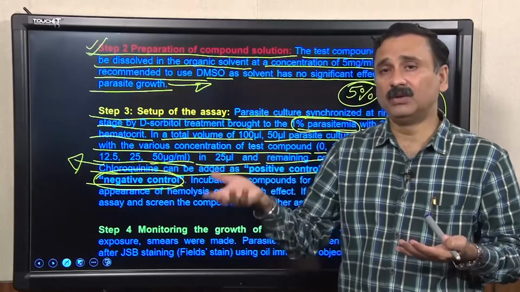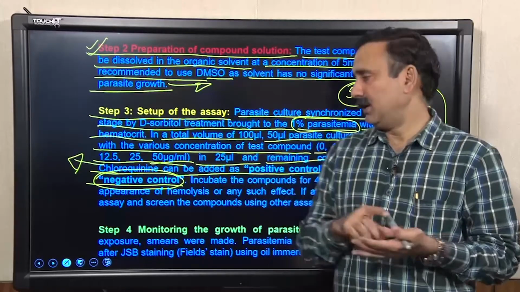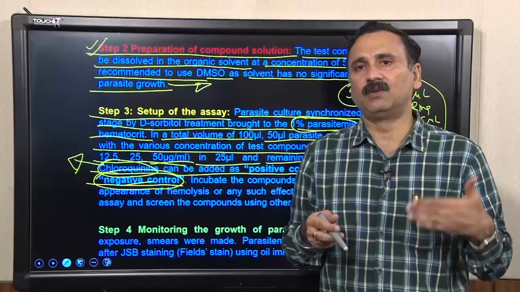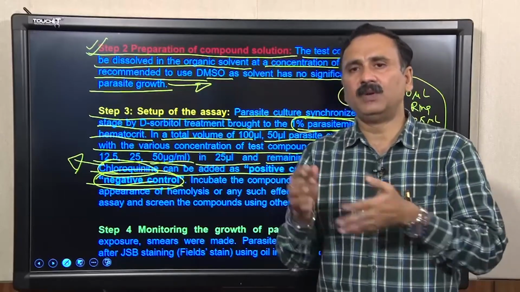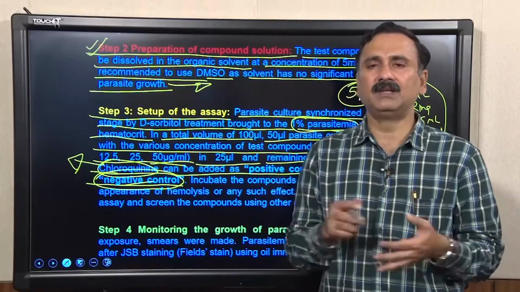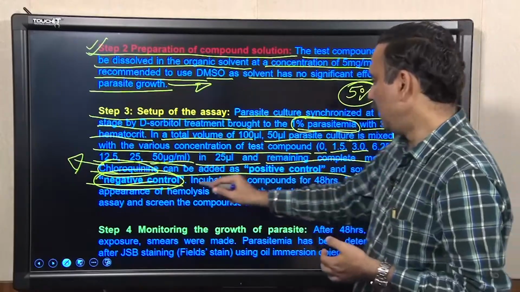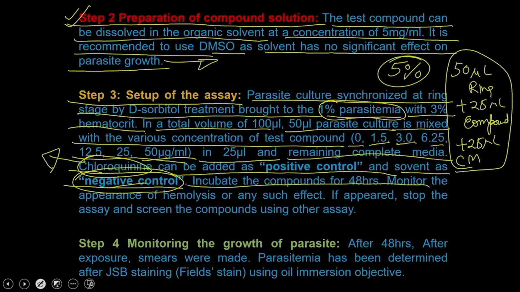If it is DMSO, then you have to add the DMSO, and that will be a negative control. Then you can add the chloroquine also, so that it will tell you whether the assay was working or not, because the chloroquine is eventually going to kill the parasites. So, it is actually going to work as a positive control. Incubate the compound for 48 hours, then you monitor the appearance of hemolysis or any other such effect.